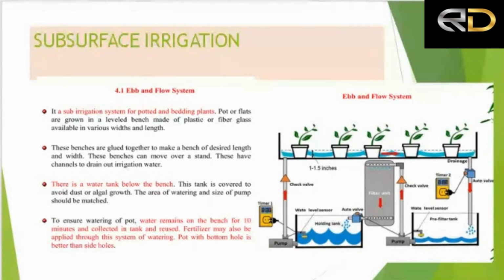जाएगा, and many other components like water level sensors are incorporated in the ebb and flow system to ensure watering of the plant. So water remains on the bench for 10 minutes according to your crop. If the crop is very small, you need not give the water for 10 minutes. It is up to you, you have to check whether you have to give water for 5 minutes, or for 10 minutes, or for 3 minutes. It depends upon the stage of the plant. If the plant is in a very small stage, the water timing should be reduced.